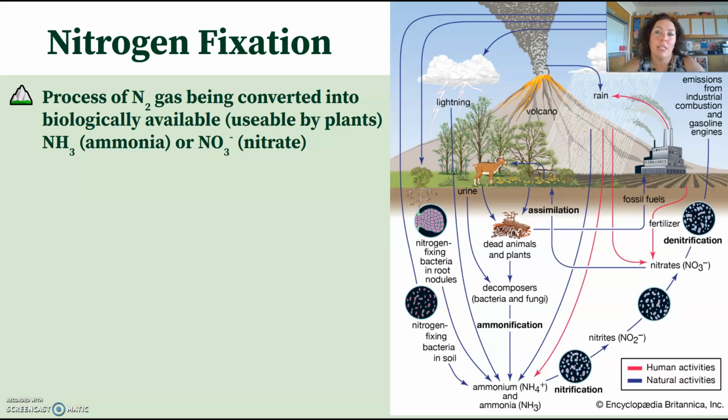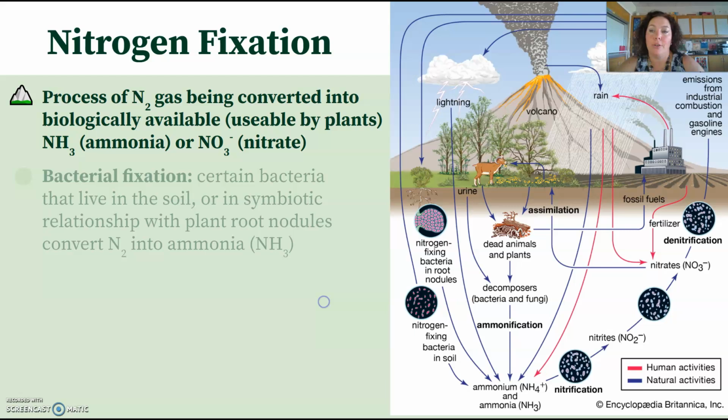Nitrogen fixation is the process of converting nitrogen gas into biologically available molecules like ammonia and nitrate. So nitrate is NO3 and ammonia is NH3. Those are the two easiest assimilated or utilized molecules that contain nitrogen.